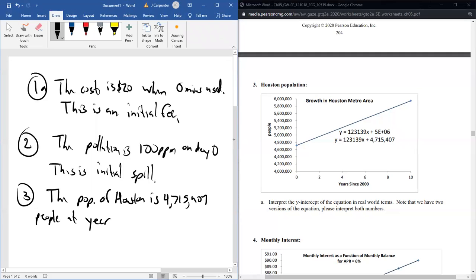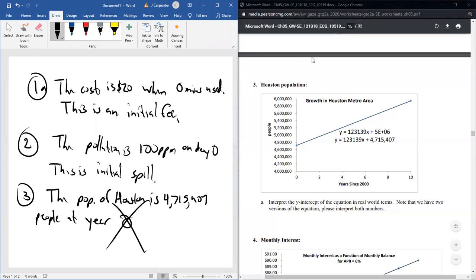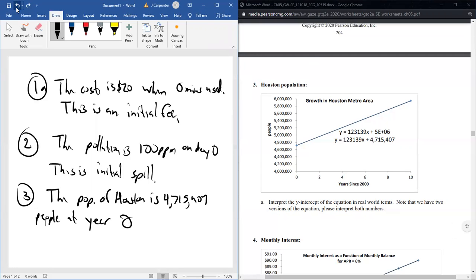Because we always say it's at the 0 amount, so you might go at year 0, and that would be wrong. Because this model is not using years as the independent variable, as the x. You might go, yes it is, it says years right there. But it's not just using years, it's using something more specific, years since 2000. So if we said that the Houston population was 4.7 blah blah blah million at year 0, that's not going to make any sense for several reasons.